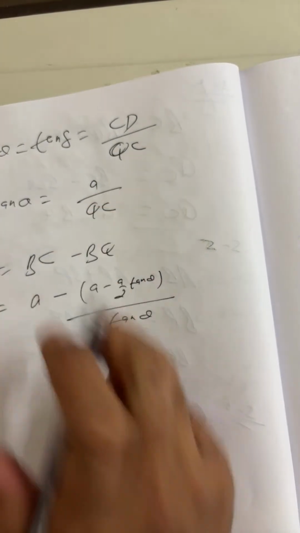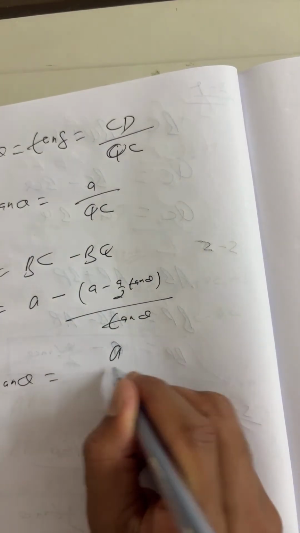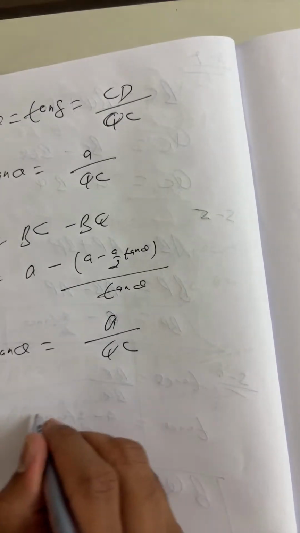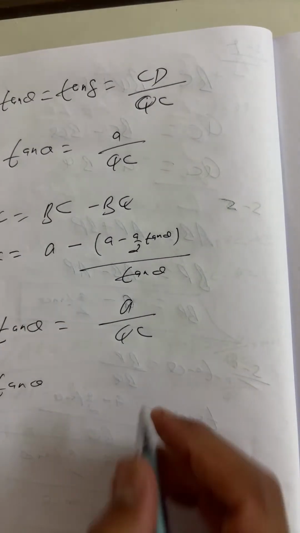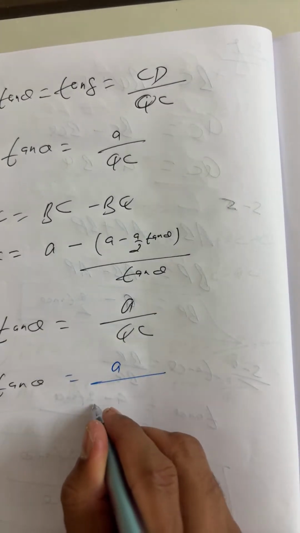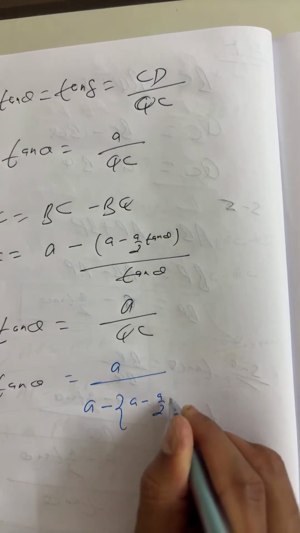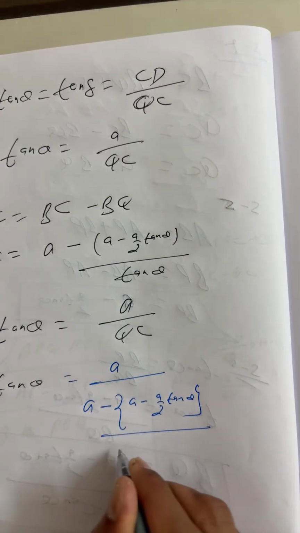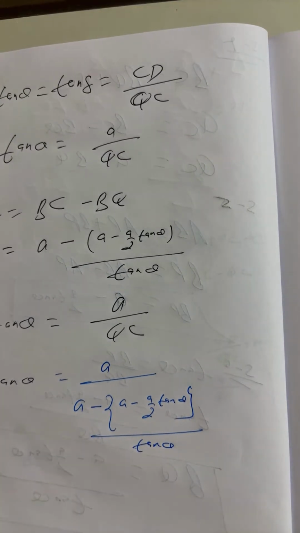Right. This value we can fit in tan theta. So you can write here tan theta equals A upon QC. So just keep patience here for the long solution of the question. Tan theta here remains A. QC here, you can say this is A minus A by 2 tan theta upon tan theta.